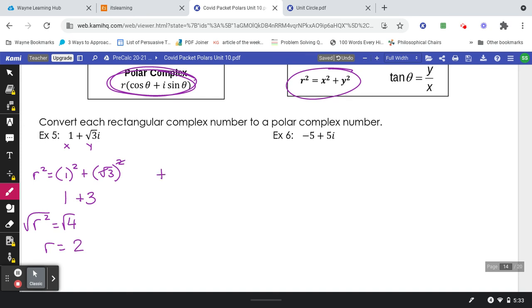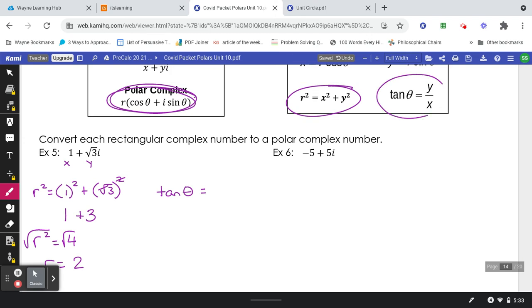Now for the tangent part. Tangent of theta, this equation right here, equals y over x. So make sure you use the y. Don't include the I with it. Over x. I'll simplify that down to just the square root of 3. The 1's not necessary.